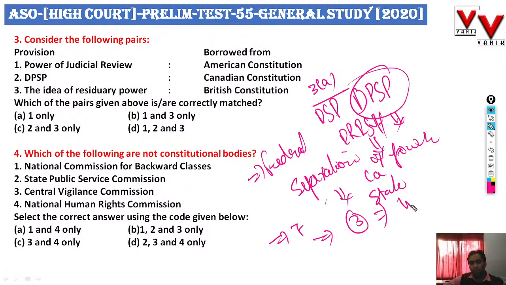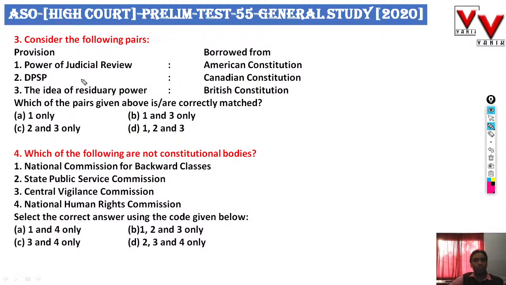One is the union list, other is the state list, other is the concurrent list, and any subject which is not mentioned in either of the lists is going to be residuary power. That lies with the center, and this concept is taken from Canada. So the right answer is going to be A, because two and three are wrongly matched. So the right answer is A only.